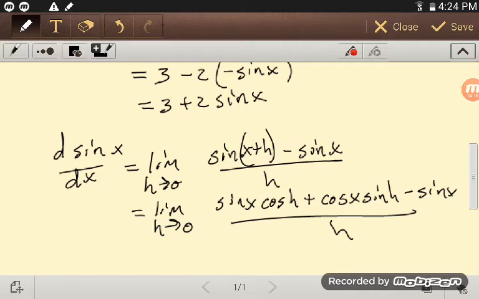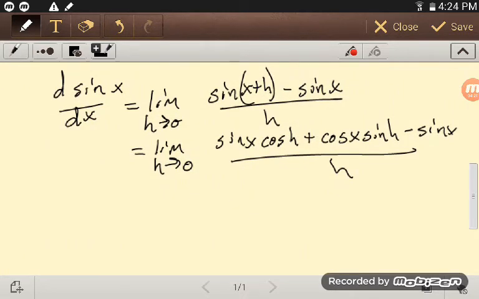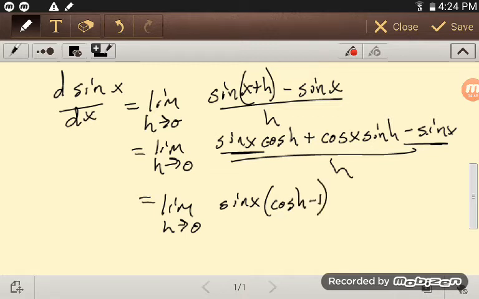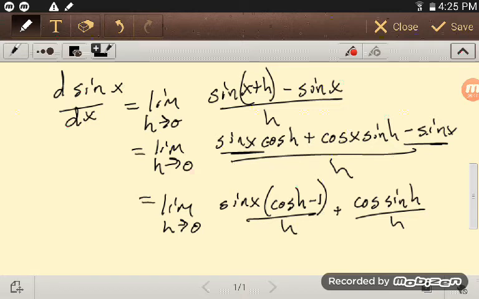Okay, so we have that, and I can put the first term and the last term together. I have the limit as h goes to 0 of sine of x times cosine h minus 1, divided by h, and then plus cosine of x times sine h over h. Here's where it gets hard. Let me just make sure I've got everything. Yeah, cosine, I thought something looked funny there.